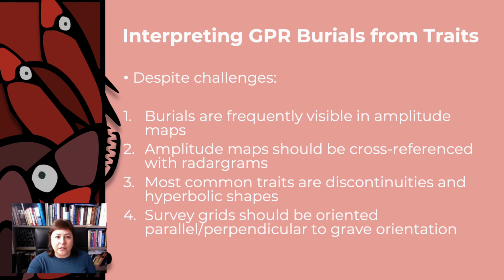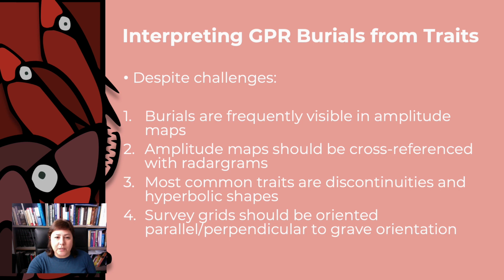Despite the identified challenges, we can note the following. In cemetery contexts, burials are frequently visible in amplitude maps as rectangular anomalies representing the grave shaft. However, there are known examples of burials that do not appear as clear anomalies in amplitude maps, suggesting that identification should always be cross-referenced with radargram data. The most common traits of a burial in GPR are stratigraphic discontinuities and hyperbolic shapes.